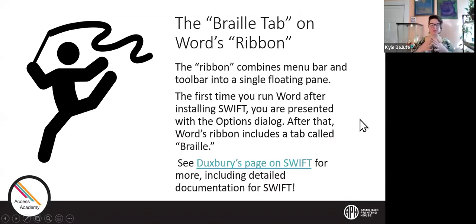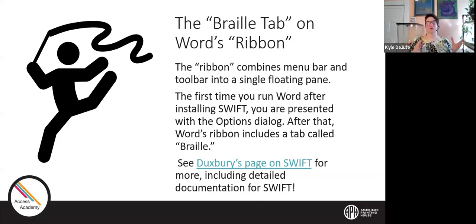So part of what we saw in starting to work on a file that will go to Duxbury in Word is that Braille tab popping up in Microsoft Word's ribbon, which is the same place where you might find file or design or layout, and then the menus underneath that. The ribbon combines a menu bar and toolbar into a single floating pane. Because it's Microsoft Word, you can customize where the ribbon appears and what might be on the quick access toolbar that's associated with it.